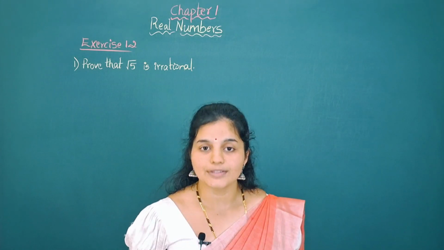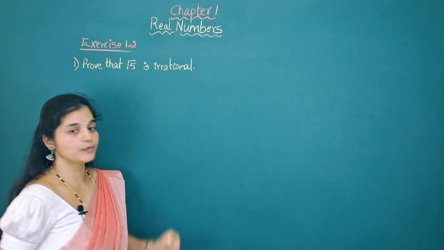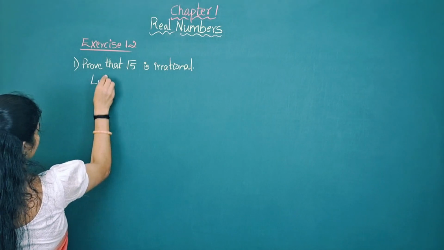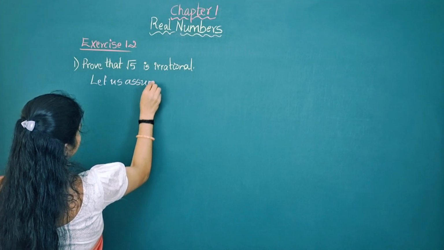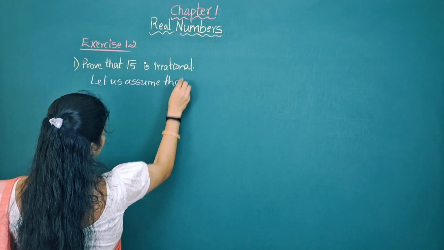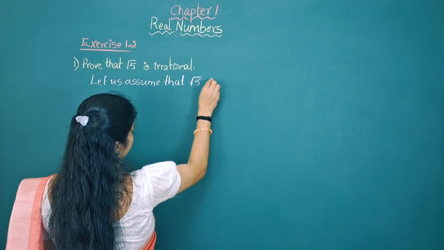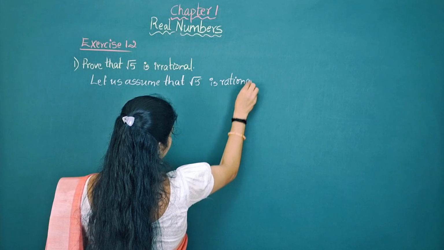So what we assume by contradiction is the reverse. So since we want to prove root 5 is irrational, let us assume that root 5 is rational. So we are going to assume root 5 is rational.